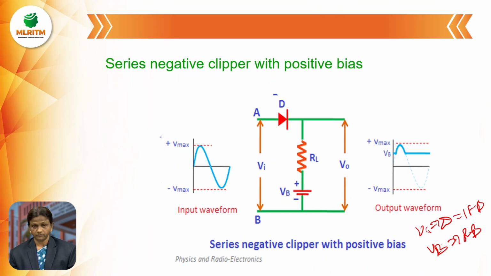When Va less than Vb, which voltage is high voltage? Vb. So due to Vb, diode D is in reverse bias. So whenever Va less than Vb, diode D is in reverse bias, which means it acts as open circuit. Whenever it acts as open circuit, current equal to 0.